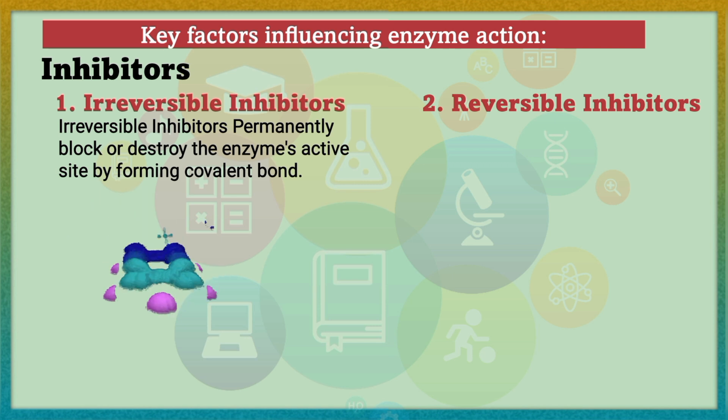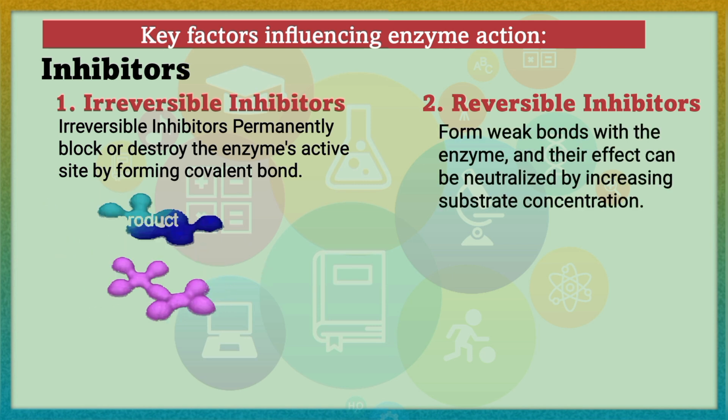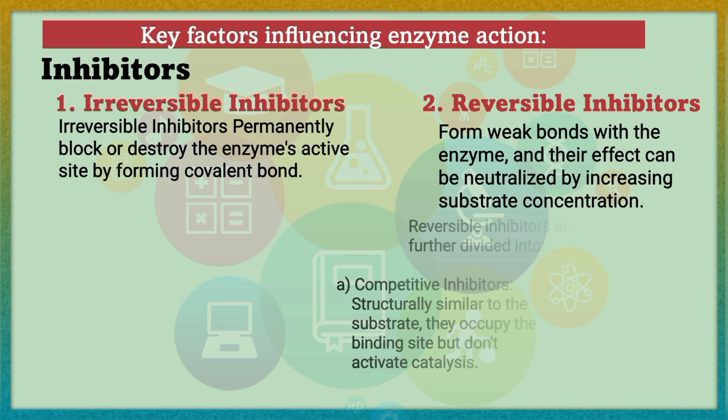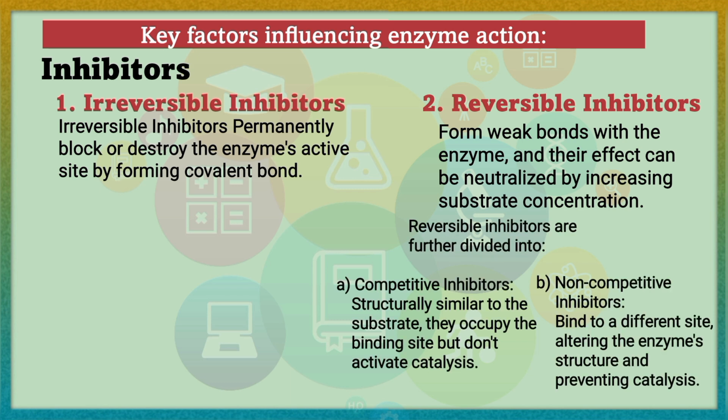Reversible inhibitors. They form weak linkages with the enzyme. Their effect can be neutralized completely or partly by an increase in the concentration of the substrate. They are further divided into two major types: competitive inhibitors and non-competitive inhibitors.